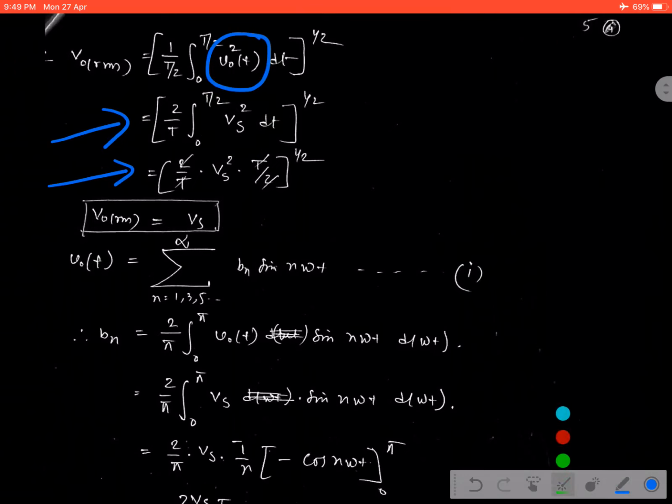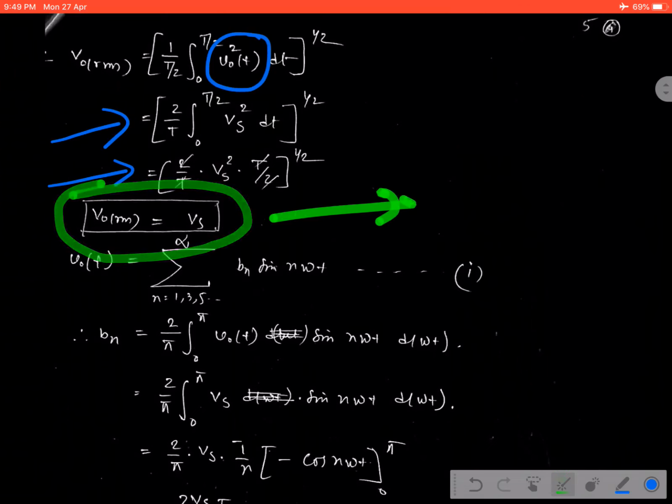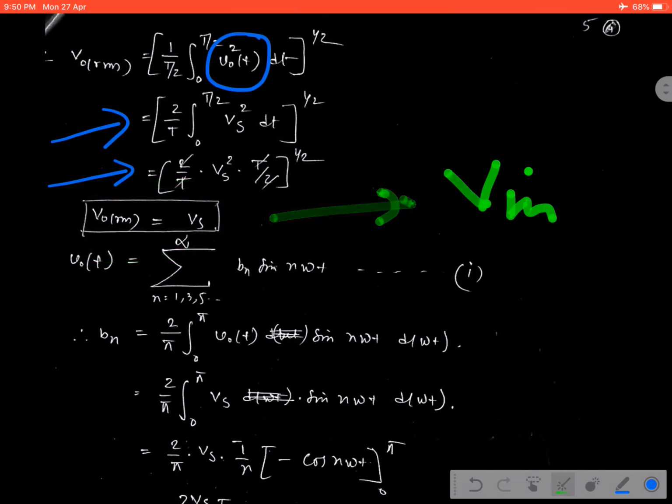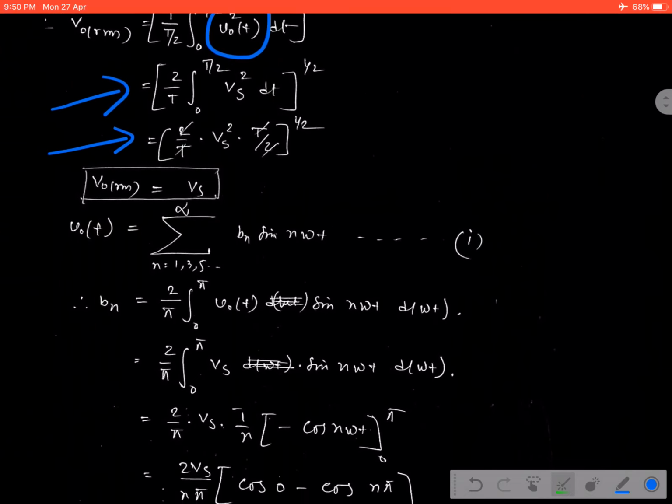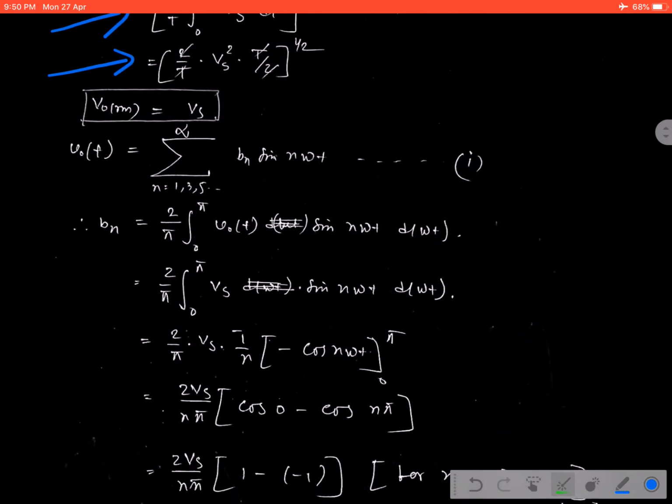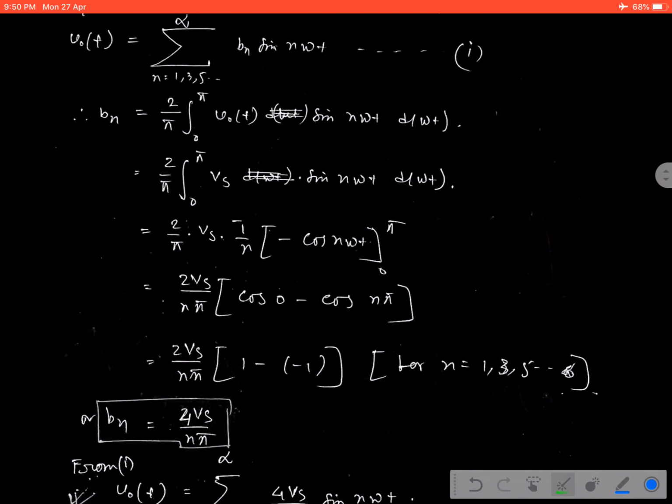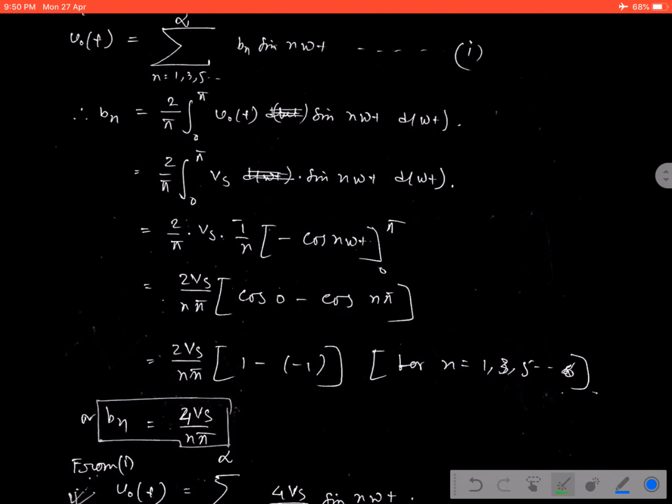So the expression of the RMS value equal to Vs is similar to the input voltage Vs. That means the input voltage and the RMS voltage are both the same in magnitude. Now, deduce the expression of the periodic function that is taken from the Fourier series.